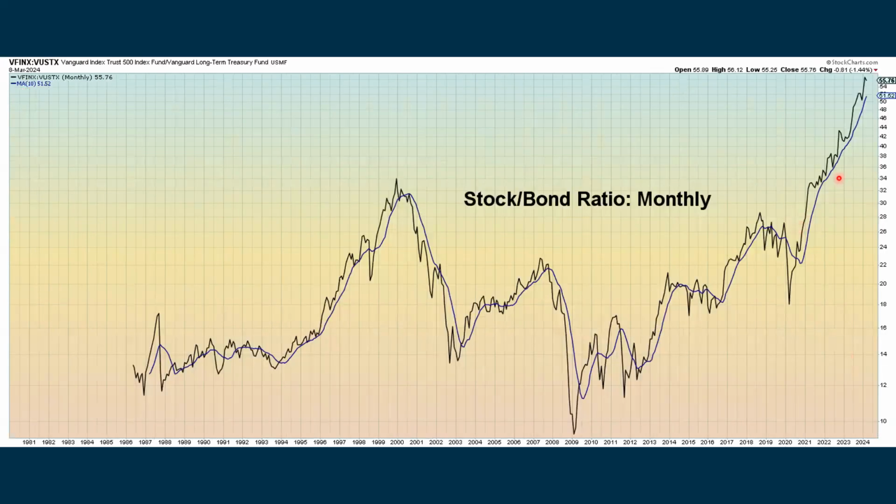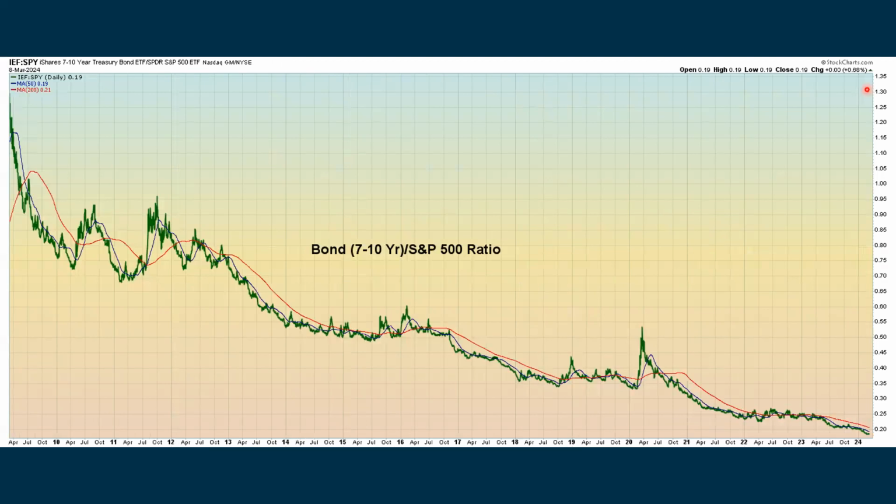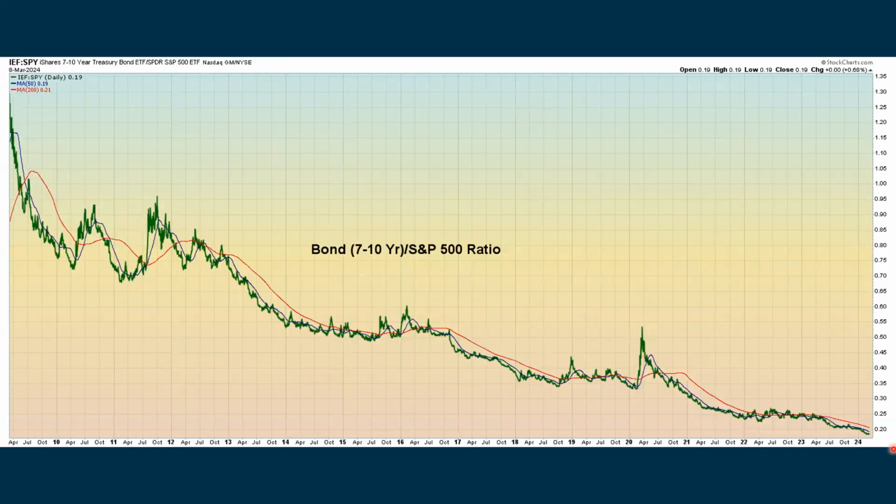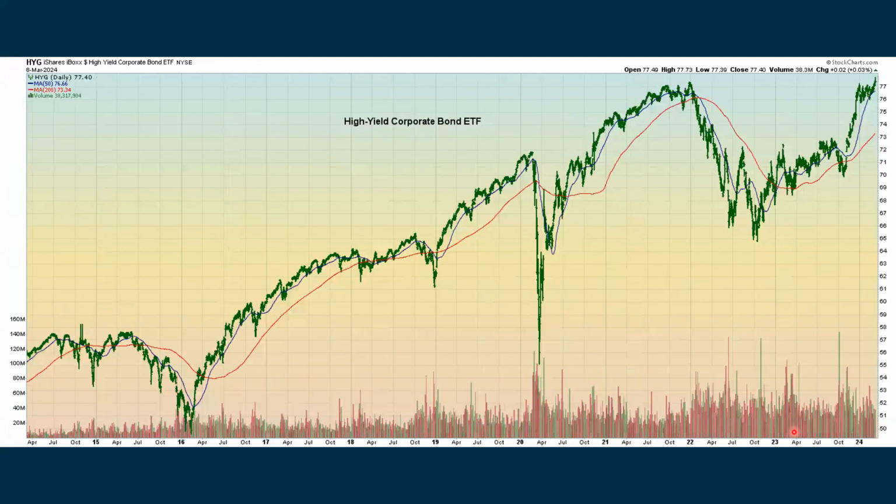This just shows on a monthly chart that stocks continue to outperform bonds, even though it did tick down recently. This is a daily chart showing how bonds are underperforming stocks. So on this previous chart, that's a long-term chart. Here we have a short-term chart, so that's more of a confirmation. And then if you watch the weekly video, I have a weekly version of this chart, so that gives us more of an intermediate look in between these two charts.